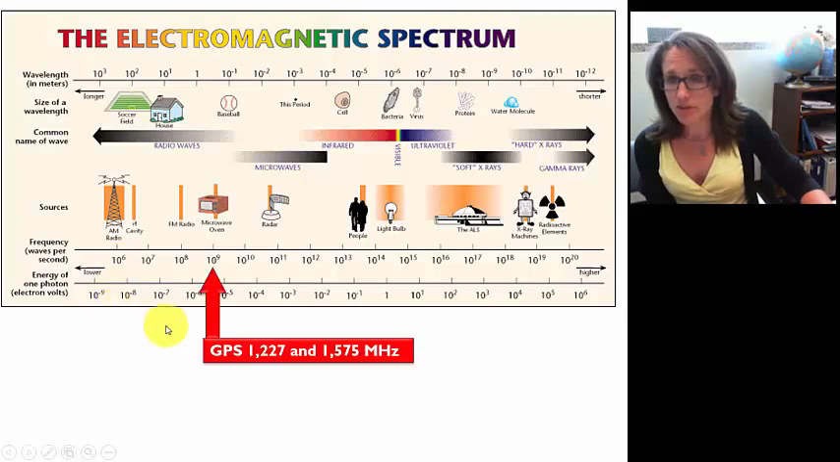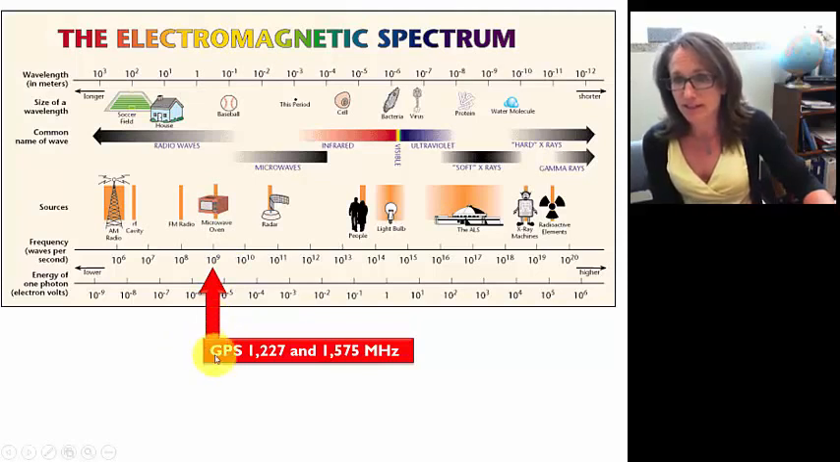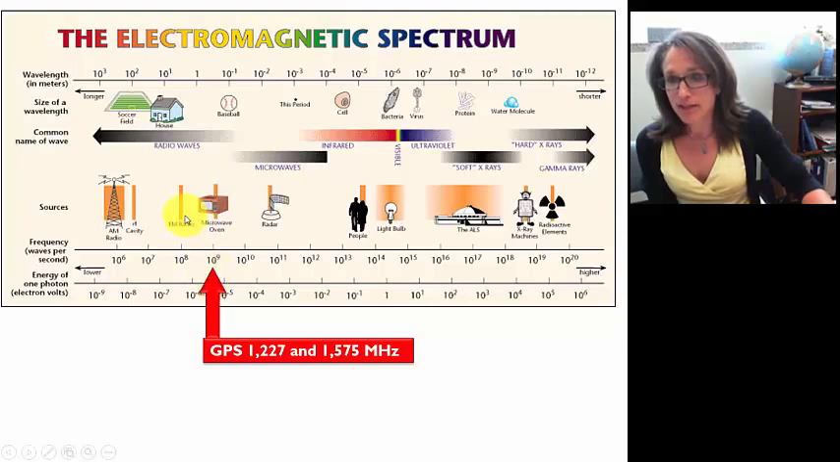All right, so GPS waves, those transmission signals, the carrier waves that are carrying the information from the GPS satellite, are on the order of 1,227 megahertz and 1,575 megahertz. So they fall right in this range, between an FM radio and a microwave oven.